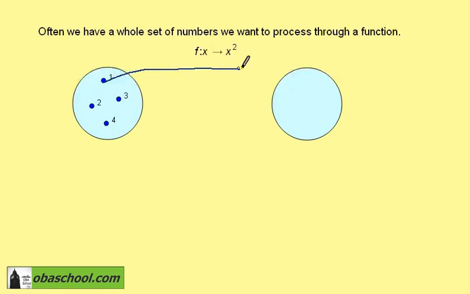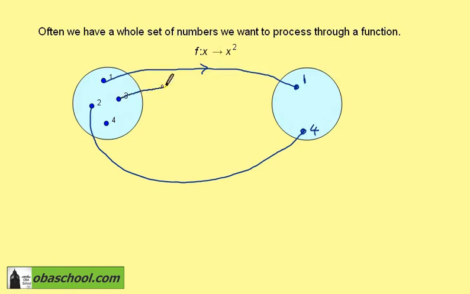If I take 1 and put it through the function, squaring it, I get 1 squared, which is 1. If I take 2 and square it, I get 4. If I take 3 and square it, I get 9. And if I take 4 and square it, I get 16.